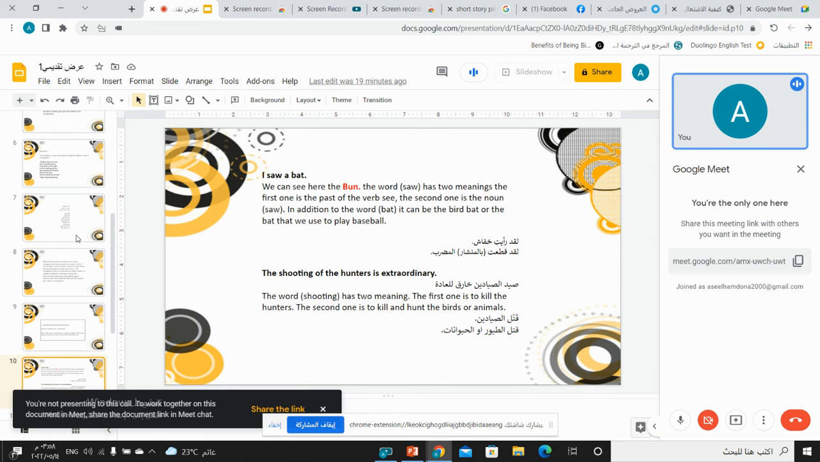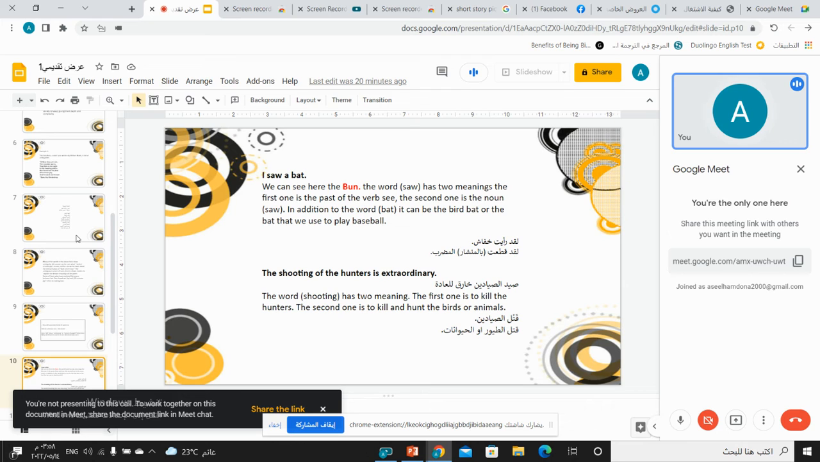We have here two more examples. The first one is: I saw a bat. We have the word saw and the word bat. The word saw has two different meanings: the past of the verb see, and the tool that we use to cut wood and trees. And here we use a pun. So the word saw here is a pun.